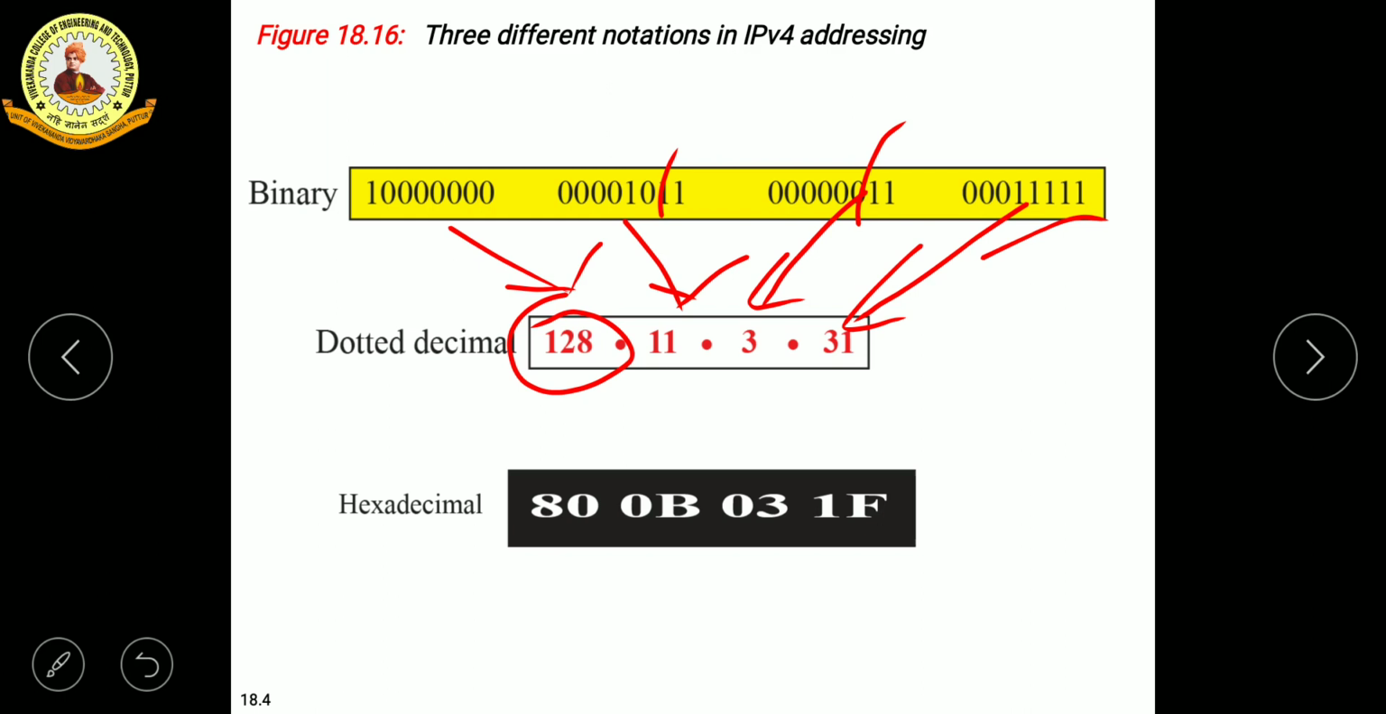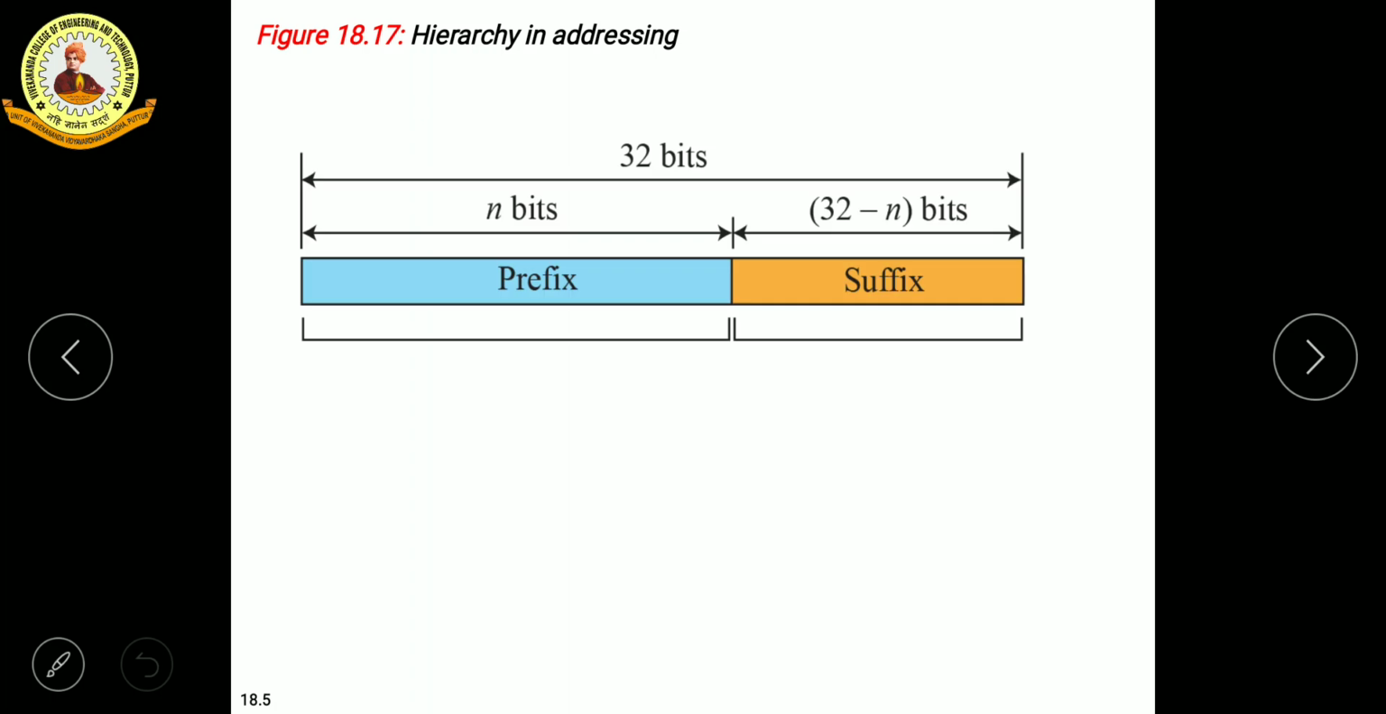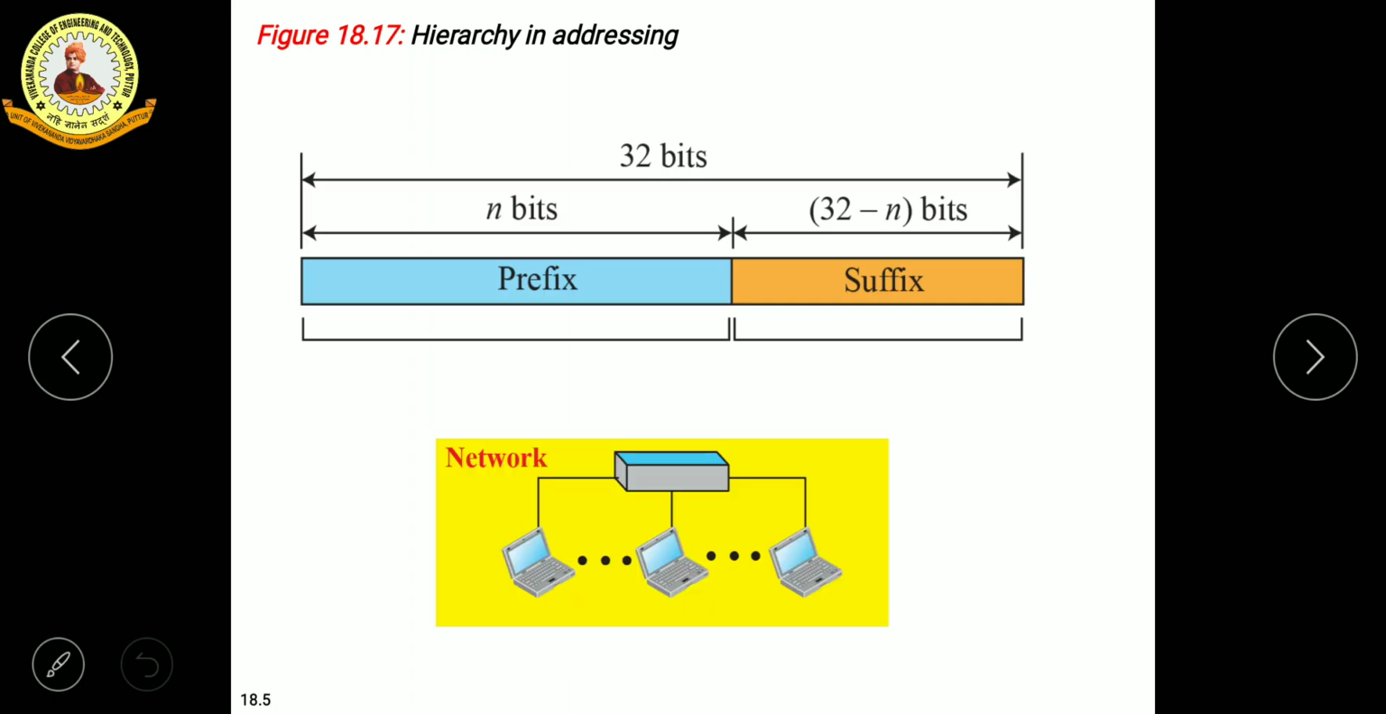Okay, then coming to the next part, hierarchy in addressing. This is very important. In any communication network that involves delivery, such as a telephone network or a postal network, the addressing system is hierarchical, right? In a postal network, we have mailing addresses including the country, state, city, street, house number, and name of the mail recipient. Similarly, a telephone number is divided into country code, area code, location exchange, and the connection.